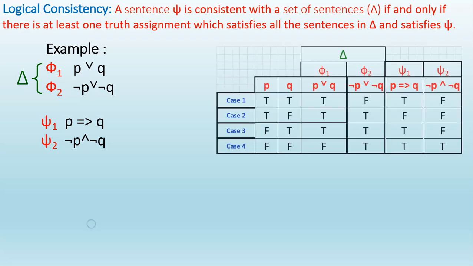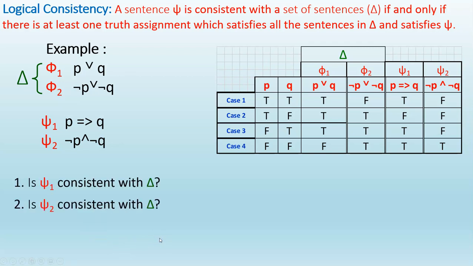Okay, up until now we've always looked at truth tables to try to understand sentences, and that's what we're going to do now. So I've created this truth table. I'm going to ask a couple of questions, maybe some more. The first question is: is psi 1 consistent with delta?